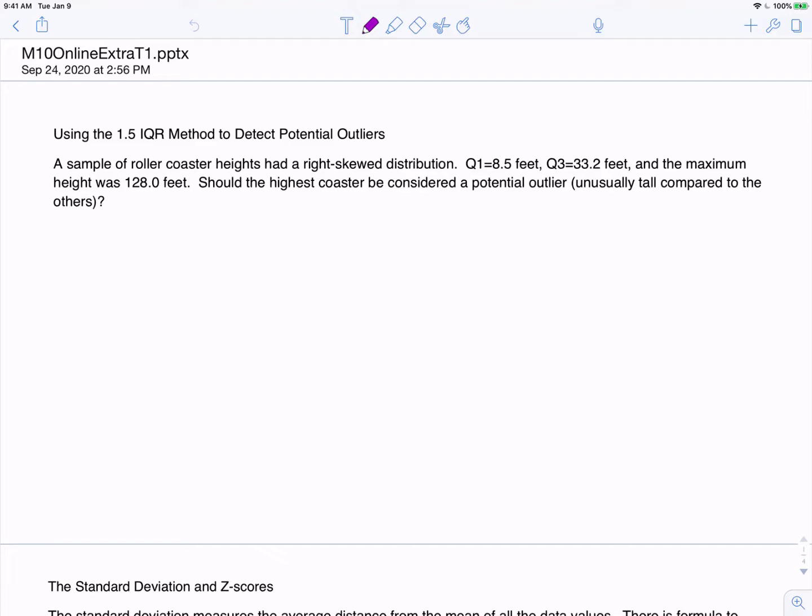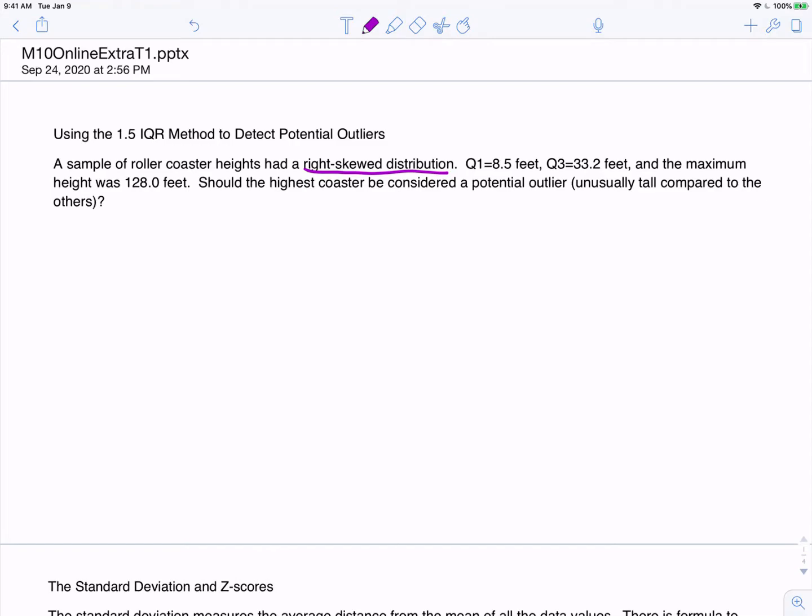So this first example is using the 1.5 IQR method to detect potential outliers. And again, this method is used whenever we have a skewed distribution. So a sample of roller coaster heights had a right skewed distribution, and I give you the values for Q1 and Q3. The question: should the highest coaster be considered a potential outlier, meaning unusually tall, compared to all the rest of the coasters in the sample?